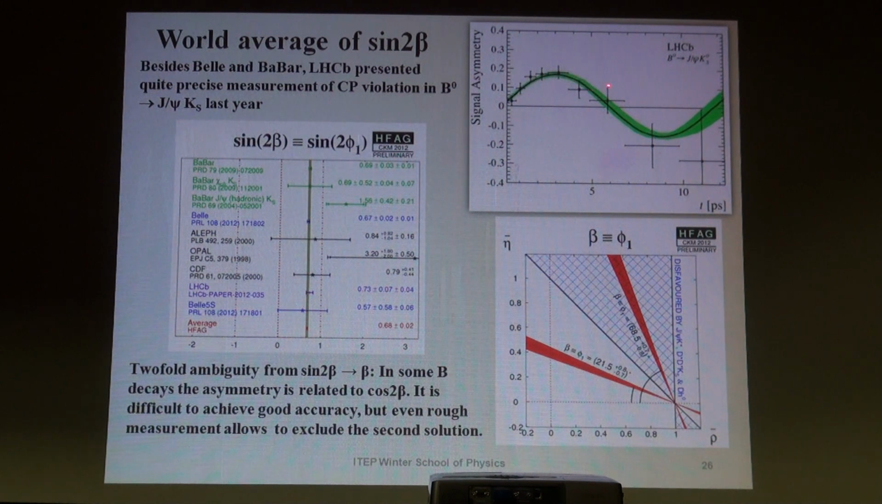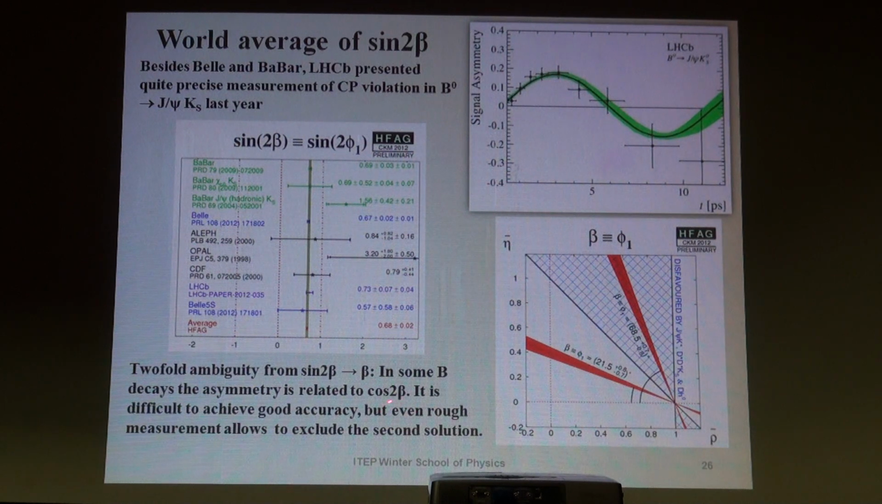Just very recently, LHCb presented the first results on measuring CP asymmetry of B mesons in J/psi K short, but they are still not as precise as the B factories. I guess soon LHCb can beat in precision of this measurement both B factories. But okay, for now the B factories have the most precise measurements of angle beta. We have a two-fold ambiguity if we convert sine of two beta to beta. We have two allowed angles in the unitarity triangle plane.